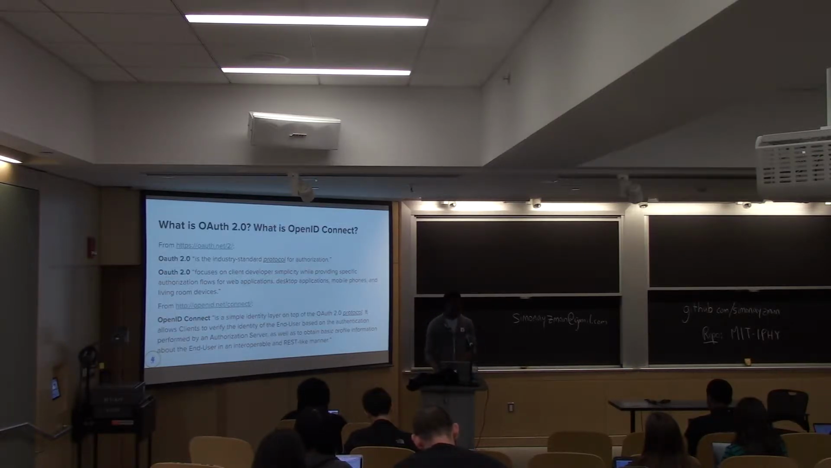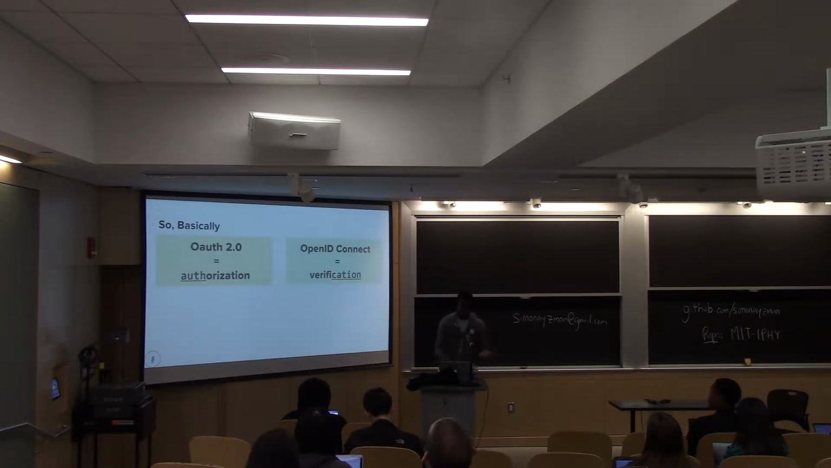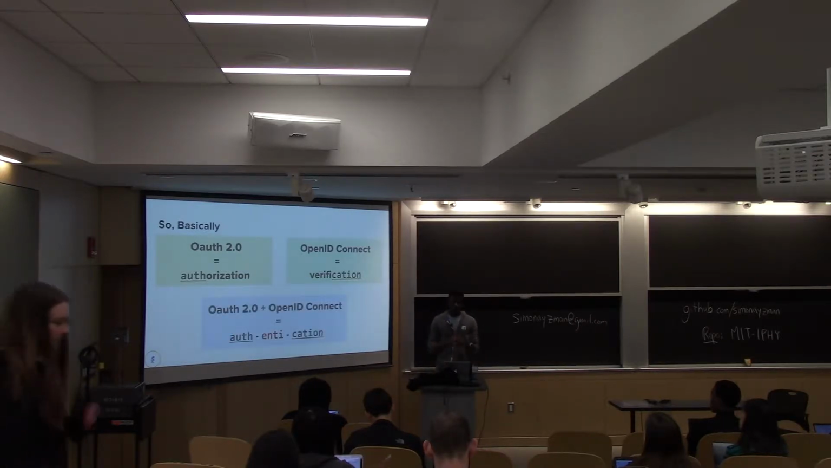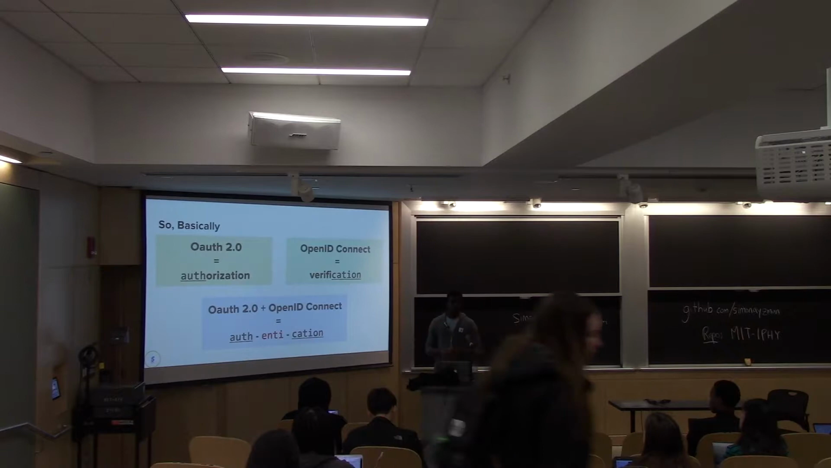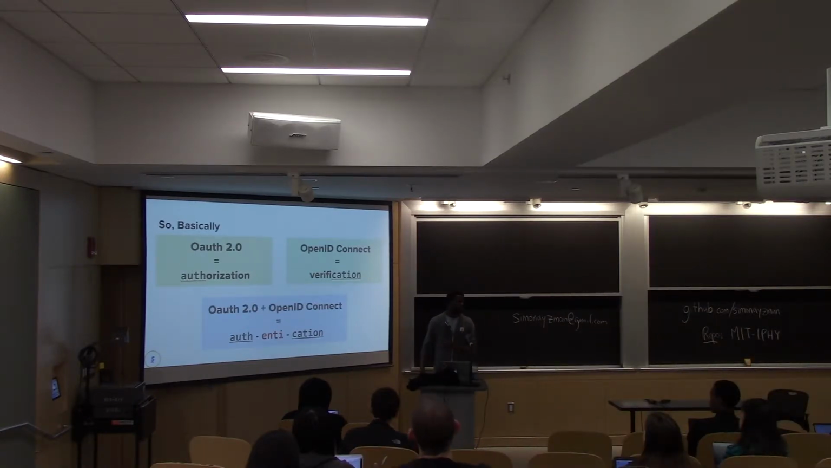So what are these things? These are copied and pasted from the official websites. OAuth 2.0 is the industry standard protocol for authorization. And OpenID Connect is a simple identity layer on top of the OAuth 2 protocol. Basically, OAuth 2.0 is the authorization mechanism, and OpenID Connect is the verification mechanism. When you add the two, you get authentication, which is logging users into your application.